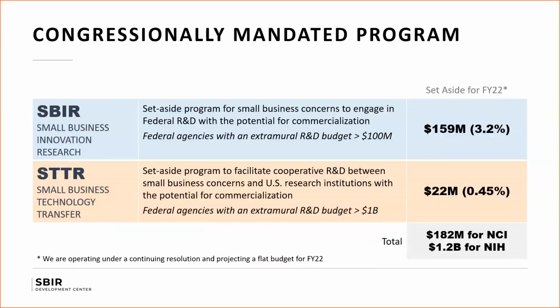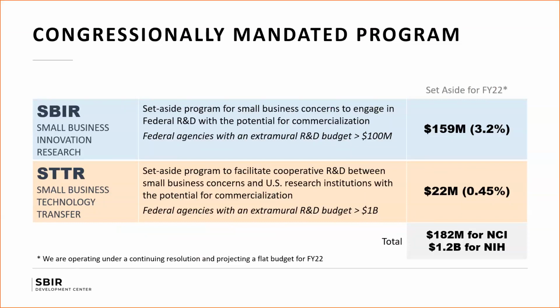The SBIR and STTR programs are a set-aside program. What that means is that each of those institutes needs to set aside a certain amount of money for small businesses to engage in R&D. We do this both through grants and contracts. I'm not going to talk about contracts today because the Small Business Transition Grant is a grant, but I will just mention that there are also R&D contract opportunities for small businesses through the SBIR program.